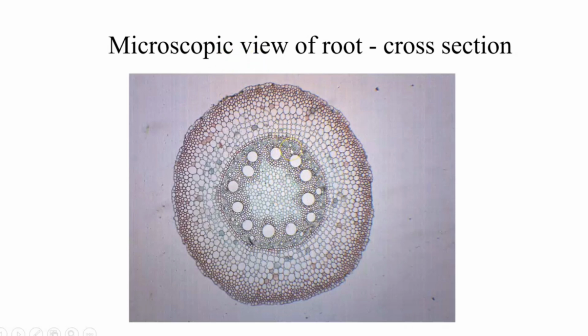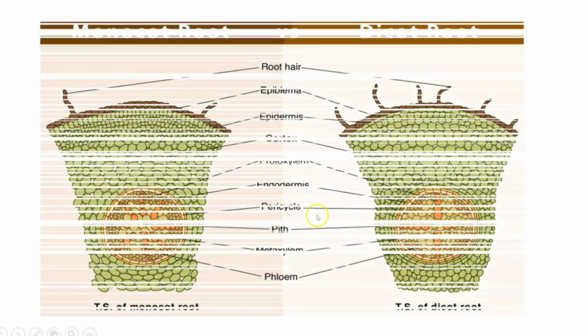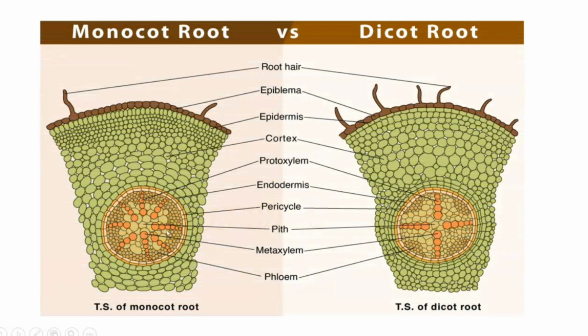Okay, if you see under the microscope, you can see the structure of the root like this. So this one is the vascular bundles. In the center, we can see this. So in detail, we can see here, monocot root and dicot root. You can see the xylem. This one is the xylem. And in between the two xylem, you can see the phloem. Okay. Here we call it metaxylem, the bigger one. And the smaller cells we call the protoxylem.